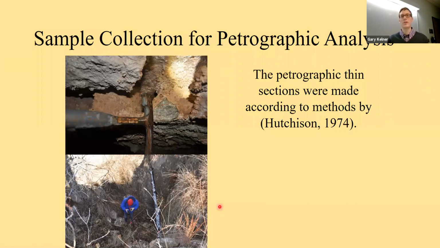Samples were collected for petrographic analysis during this research. Samples were collected from cave ledges, as shown in the top photograph, as well as outcrops and sinkholes, as shown in the bottom photograph. 25 petrographic thin sections were created, and these thin sections were created according to methods outlined by Hutchison in 1974.